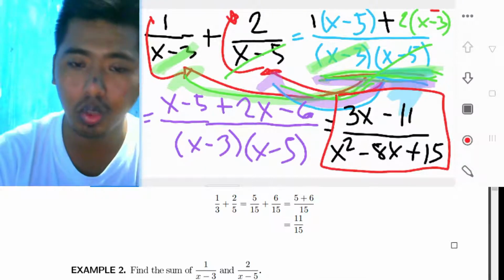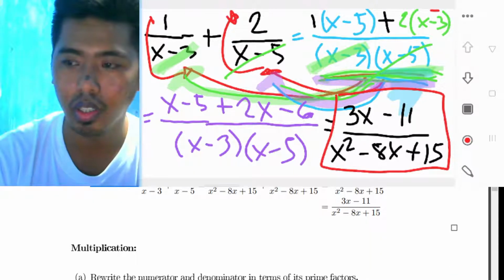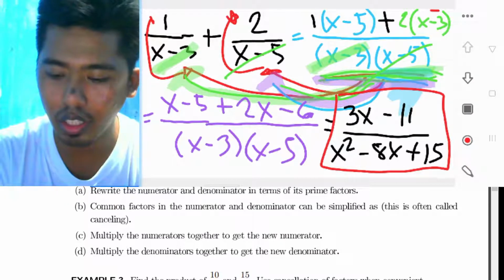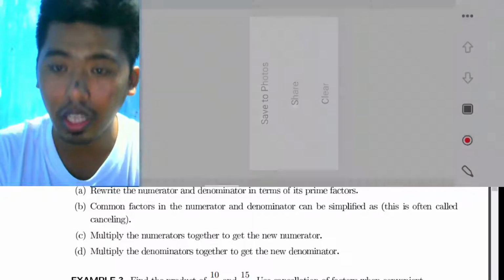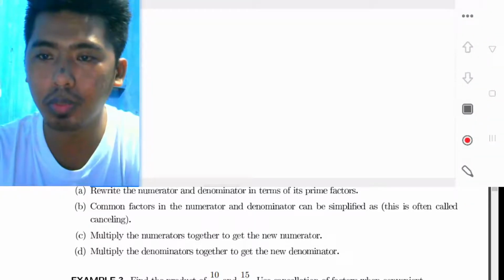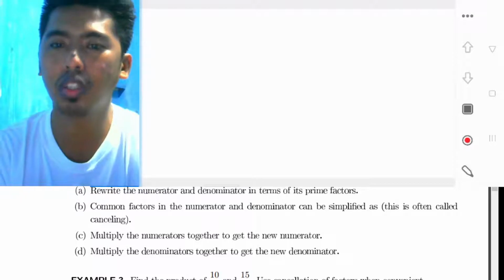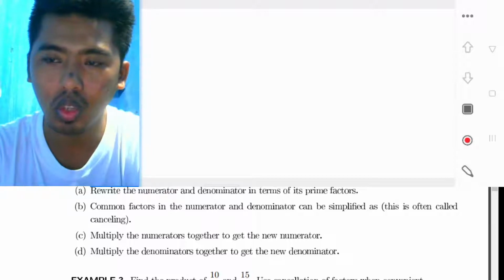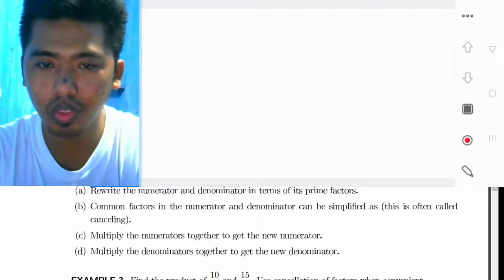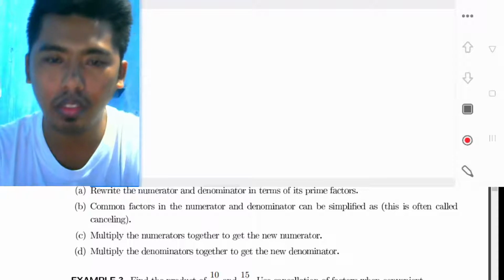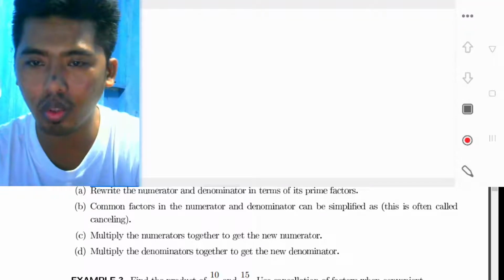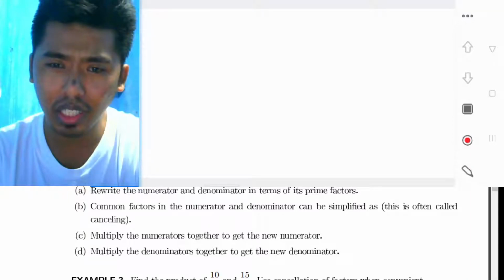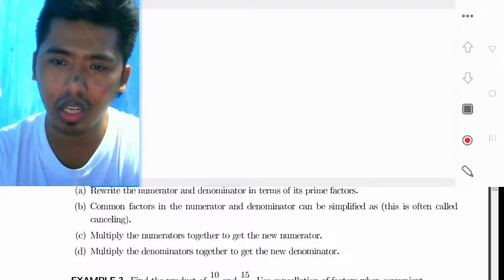Alright, let's proceed to multiplication. So in multiplication, we're going to rewrite the numerator and denominator, and then in terms of its prime factors. Common factors in the numerator and denominator can be simplified. This is often called cancelling. We're gonna do that later on. Next, multiply the numerators together to get the new numerator. Then multiply the denominators together to get the new denominator.